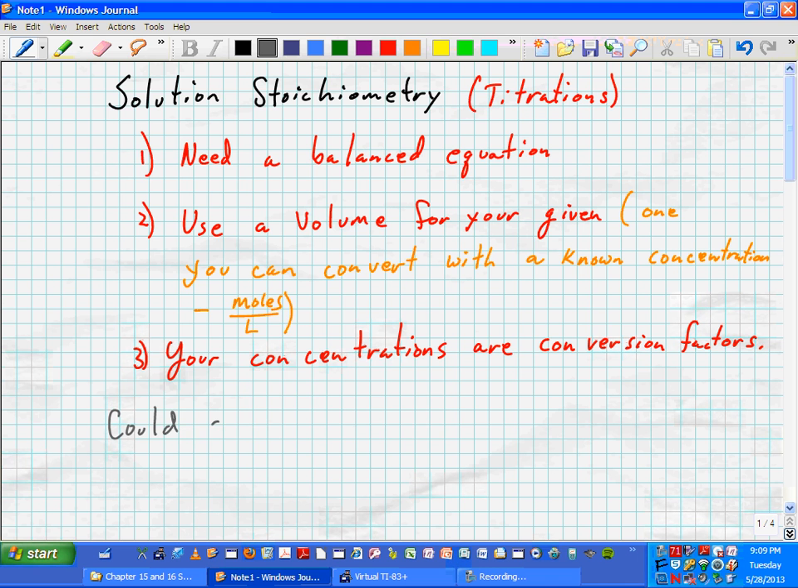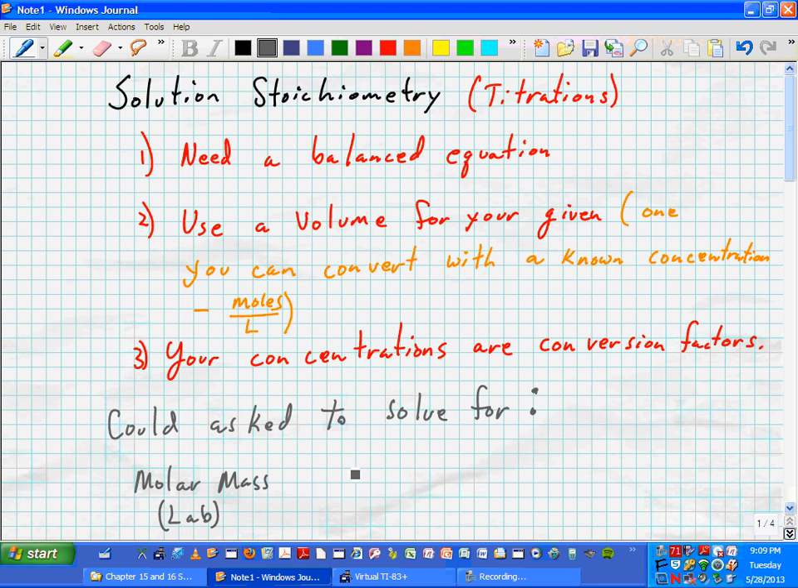You could be asked to solve for molar mass, which is what we did in the lab. So you already have a sample calc for that. All right, I'm not going to go through one of those because I went through one of those yesterday.